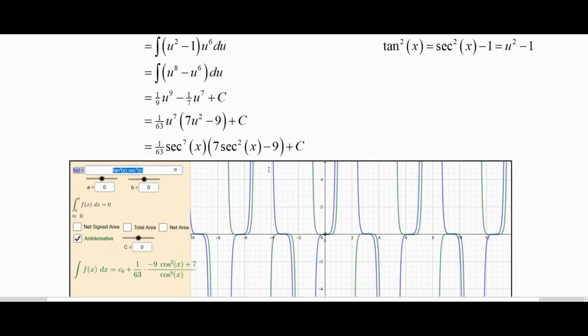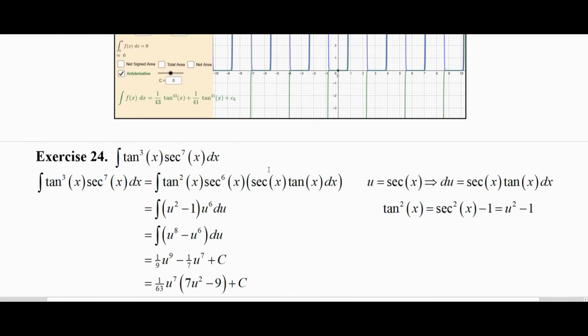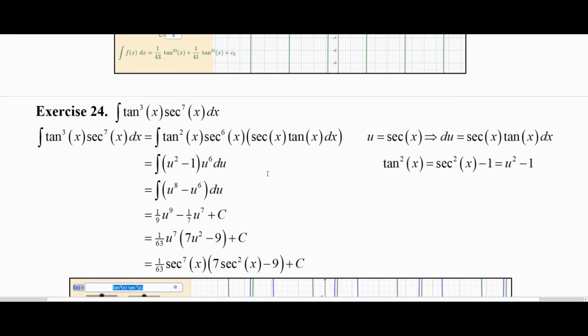Let's look at another example. All right, this is sort of the other option where we have an odd power on tangent. So when we have an odd power on tangent, you bring off a tangent and a secant here with the dx to make du, and let u be secant of x. U is secant of x, du is secant x tangent x.